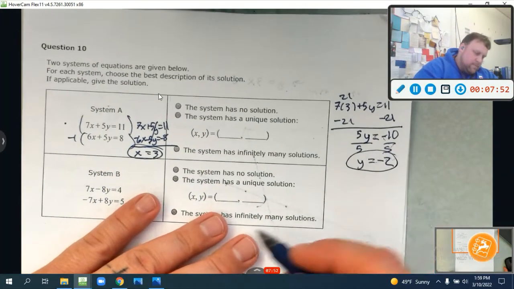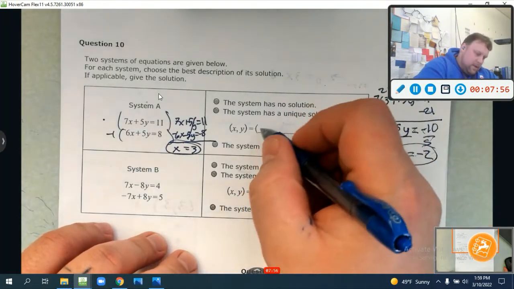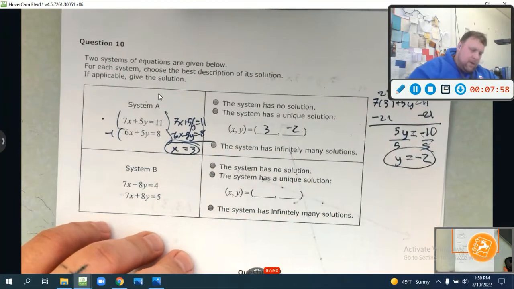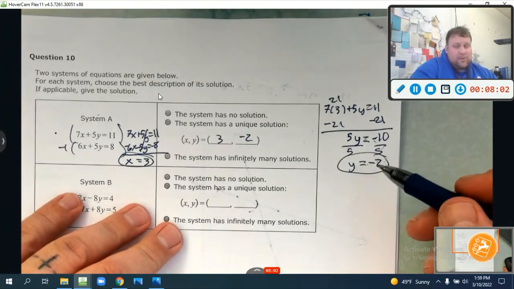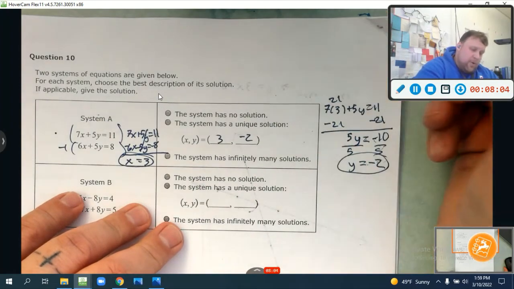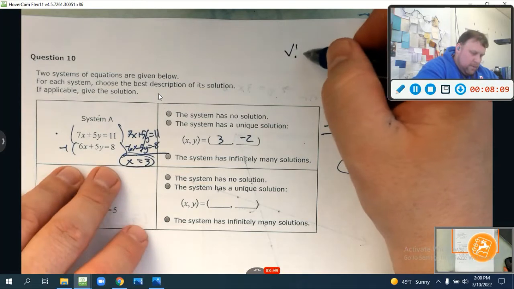Boom. Which means my coordinate should be the point 3, negative 2. Now we can always check it. I know there's not a lot of room here. Just find room on your paper. The test will be similar to this where you won't always have room. You can use scratch paper, or you can just find room around the paper. You can do the check right here in the bottom equation.